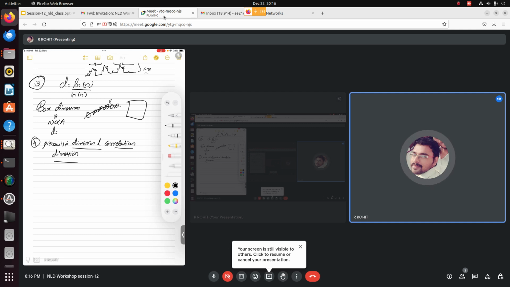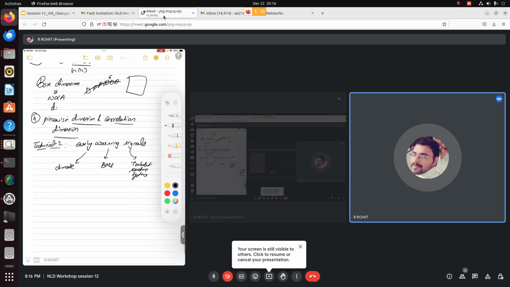Then in tutorial 2, we discussed different engineering and physics applications. There we discussed early warning signals. What the different early warning signals are, how they are used in different areas such as climate and paleoclimatic data, then in building management systems, then in turbulent reactive systems, and we were able to show how these early warning signals can be used to predict an upcoming transition.